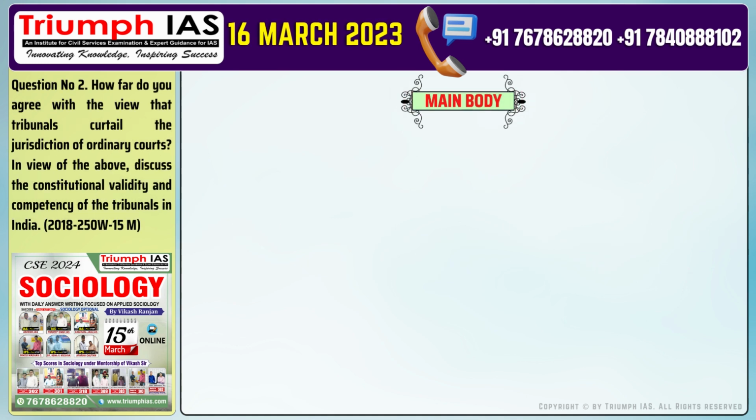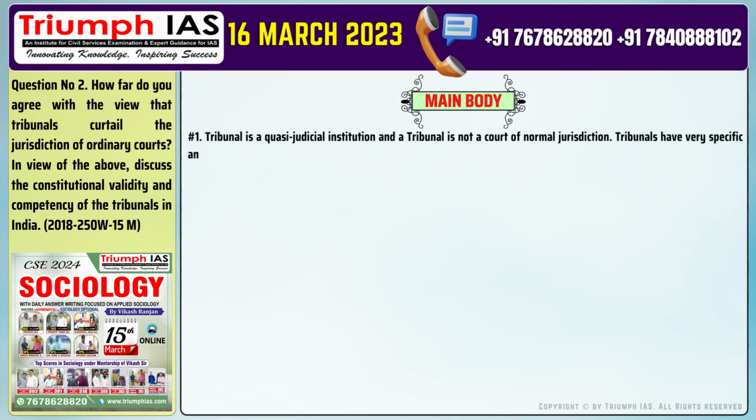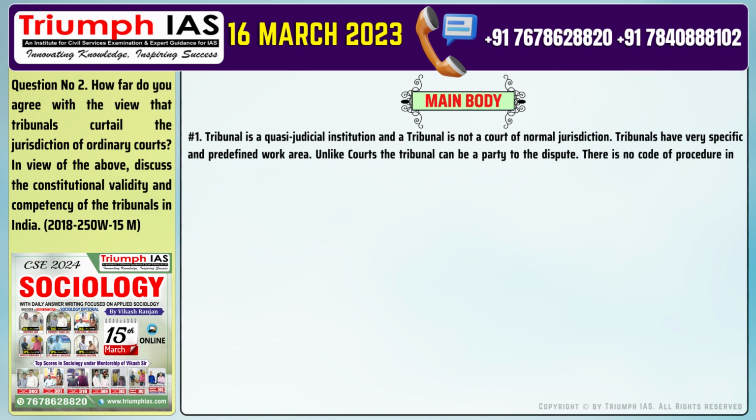Moving on to the main body of the answer. Number 1. A tribunal is a quasi-judicial institution, and a tribunal is not a court of normal jurisdiction. Tribunals have very specific and predefined work areas. Unlike courts, the tribunal can be a party to the dispute. There is no code of procedure in a tribunal and it is headed not by a judge or chairman.